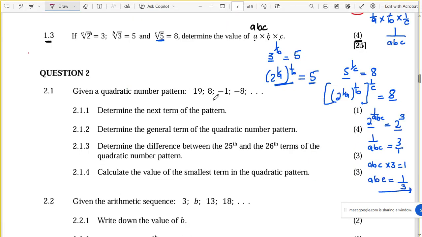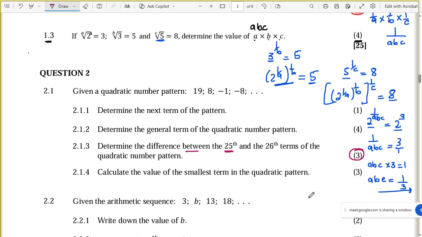Yes, sir. Guys, I'm trying to move fast. 2.1.3. Determine the difference between the 25th term and the 26th term of the quadratic pattern. Before we do that, there's something that I want to explain to you, because even if I tell you, even if I do it like this, you guys won't understand. I want to explain the easiest way to find that.